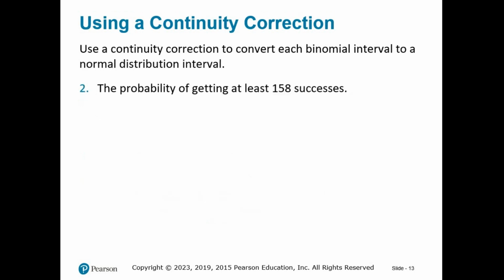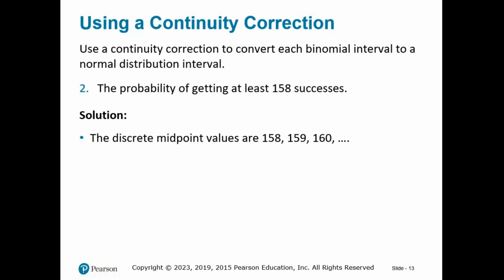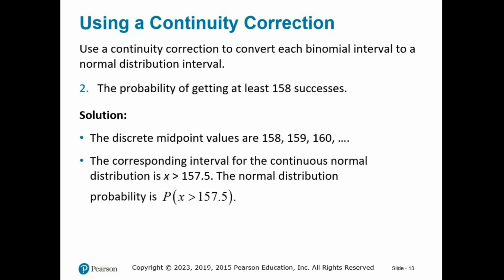Let's do another. Number 2, the probability of getting at least 158 successes. So this one we want at least some number, which means we want this number to be included, then all numbers above it to be included. The way to make sure this number is included is to subtract the 0.5 from the number, so you're leaving some room below it, and saying that x is any number larger than that resulting number. So the midpoint values are from 158 on, but 158 is the one we need to adjust, so 157.5, and our probability is the probability of x being larger than 157.5. Do you see how these are working?